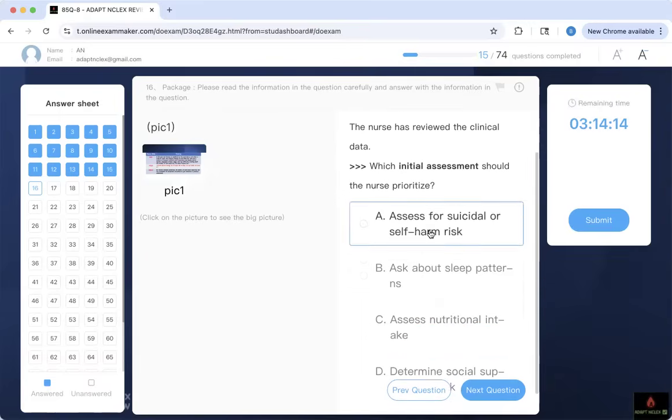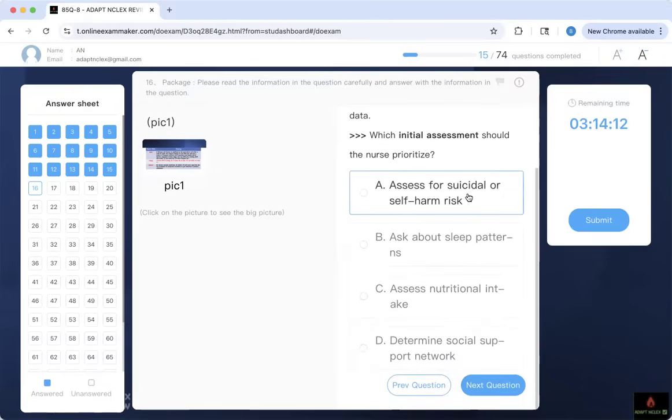The nurse has reviewed the clinical data. Which initial assessment should the nurse prioritize? Assess for suicide, ask about sleep pattern, assess nutritional intake, determine social support network. When psych patients come in, physiological need takes over psychological need. Anything about psychological, ignore it. Social support, psychological. Nutritional, hey, it's important. It's physiological. About sleep, also, right? But suicide, you can see which one you will prioritize.